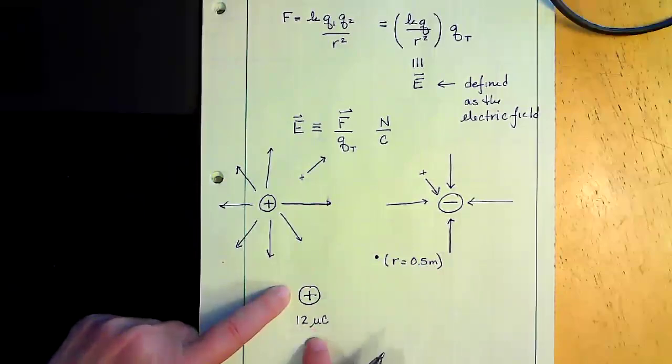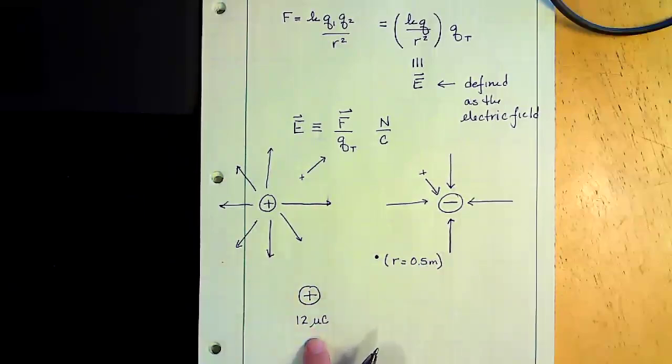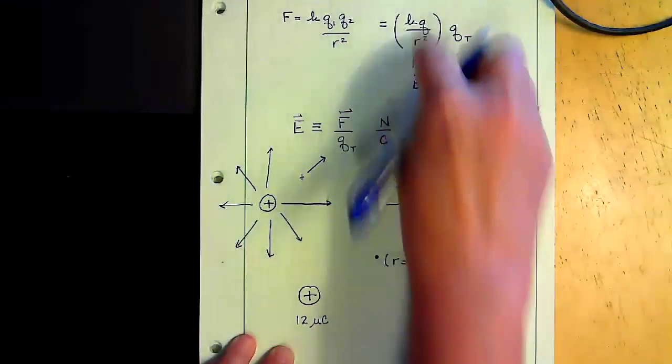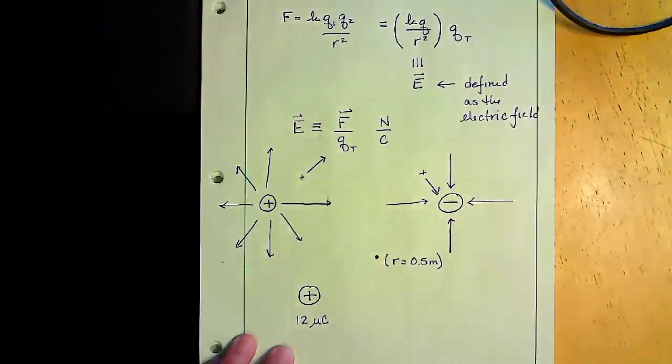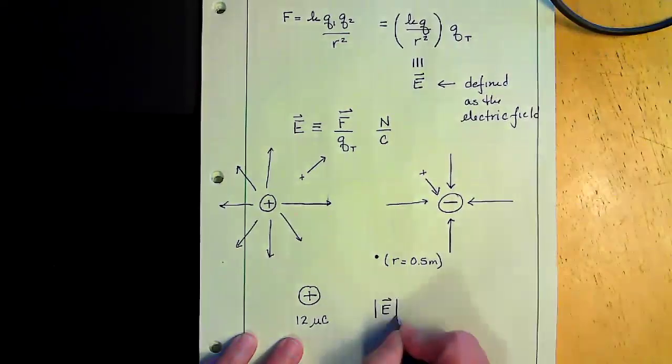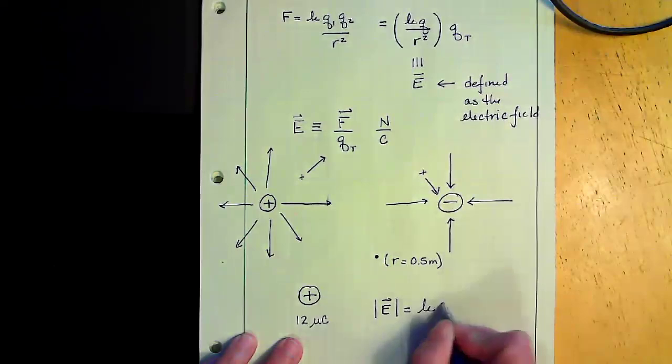Well, that's going to make life a little easier, because we will be able to look at our electric field. There's our definition of our electric field. And we can do this as E, the magnitude is going to be equal to K, my charge distribution, divided by the radius squared.